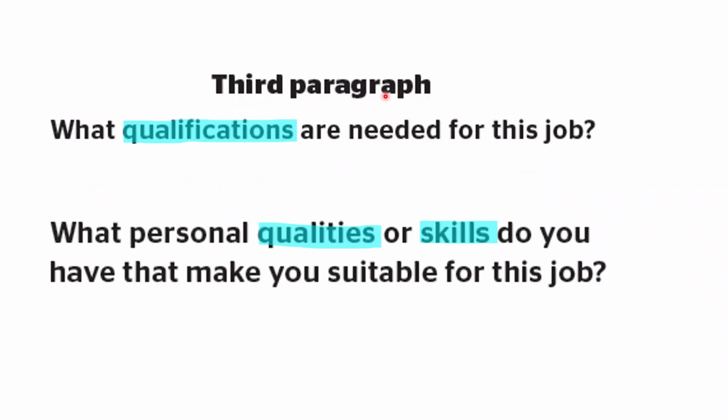Now moving on to paragraph 3, which is very important, maybe the most important part. And here it's about qualifications, qualities, and skills. You need to know what qualifications are needed for this job. When I say qualifications, I mean the degrees or diplomas or certificates you need to have and the experience or training you need. For example, a pilot needs maybe 1,000 hours of flying and some certificates. The doctor also needs a PhD degree and some training.